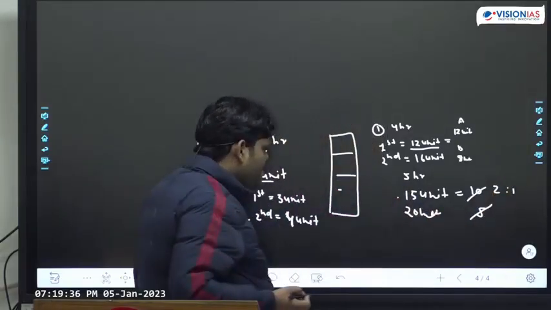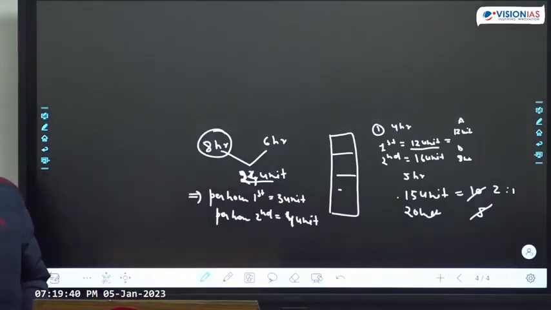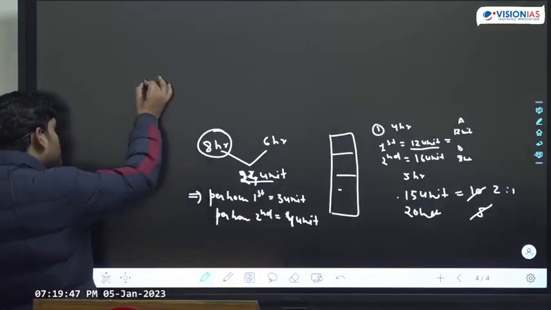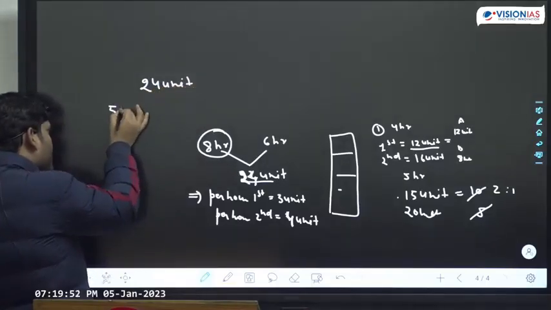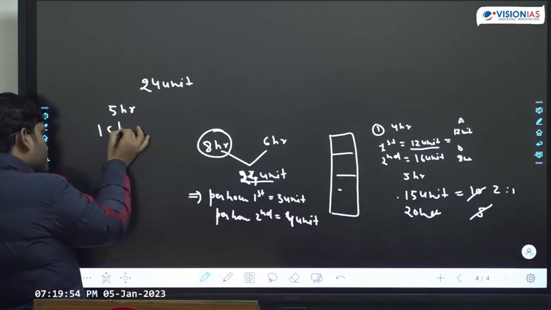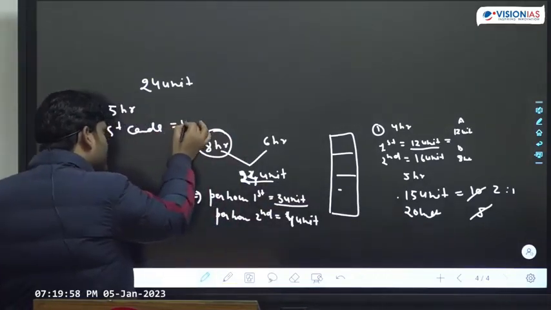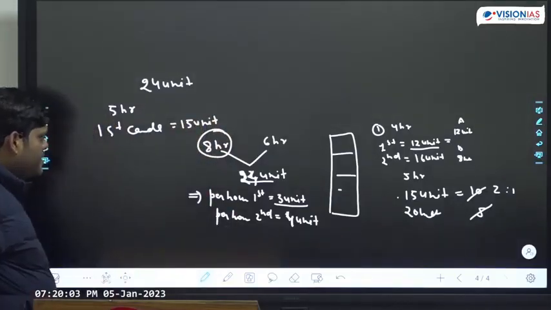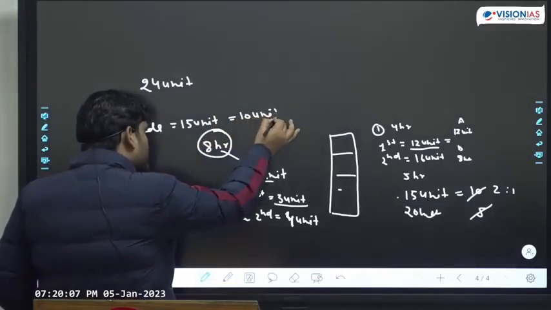I think 5 hour is the correct answer. Check for the 5 hour. See, total is 24 unit. In 5 hour, what will happen? The first candle will burn 15 unit. And how much will be left? 10 unit will be left.